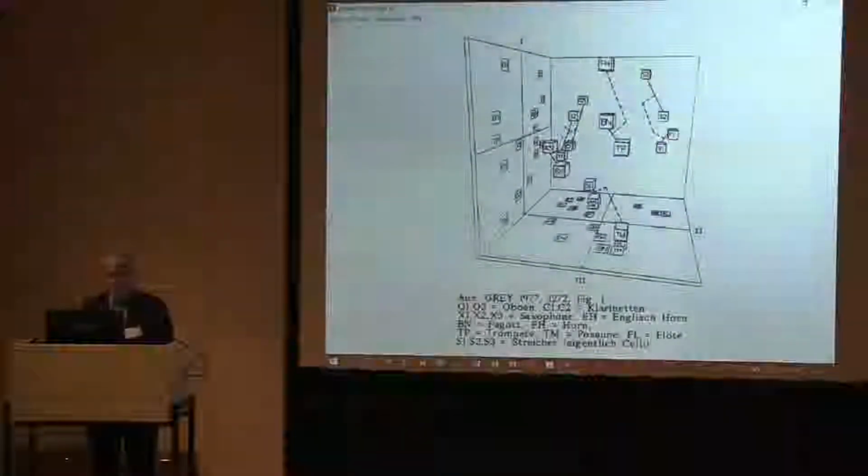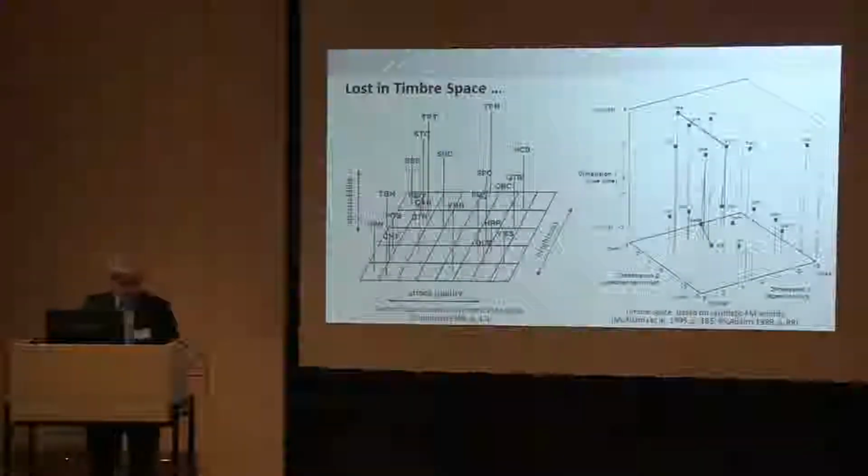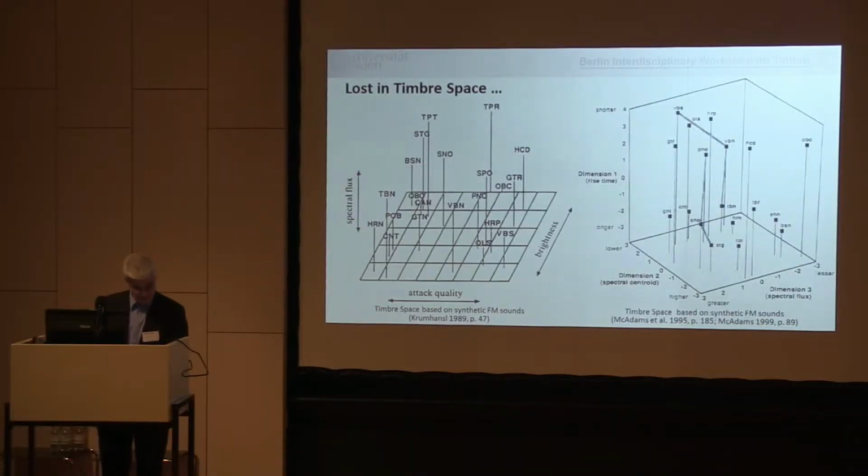More timbre spaces followed, among them the well-known spaces of Krumhansl in 1989 and also McAdams et al. in 1995. Comparing the dimensions of these spaces, one gets the impression that the timbre spaces and the positions of the timbres in them should be comparable to a certain extent. Mostly one axis describes the spectral energy distribution, one describes the attack transient, and one describes the amount of spectral flux.